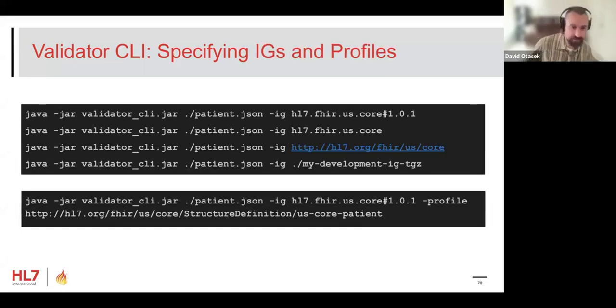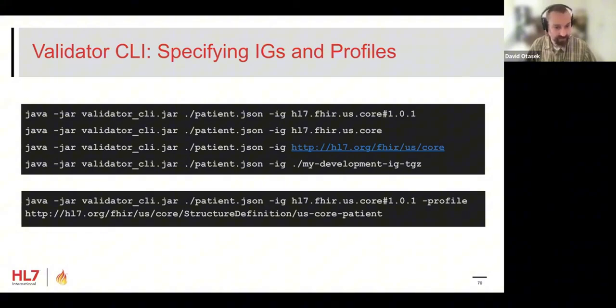Implementation guides and profiles. If you're validating against particular profiles, you will likely need to include an implementation guide that supplies them. Officially supported IGs can be referenced by name and version. The validator will attempt to download these from either of the previously mentioned package servers. If you leave out the version, it will default to the latest version. And you can also specify an IG directly by URL.